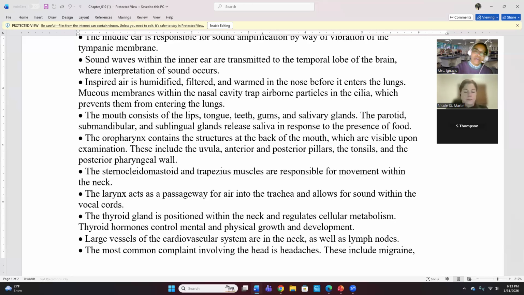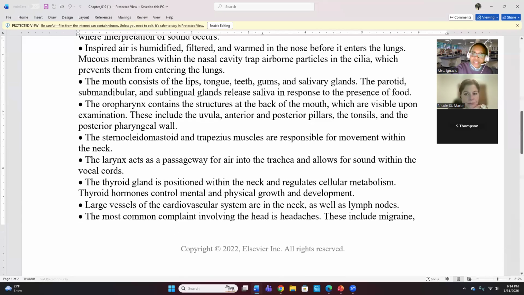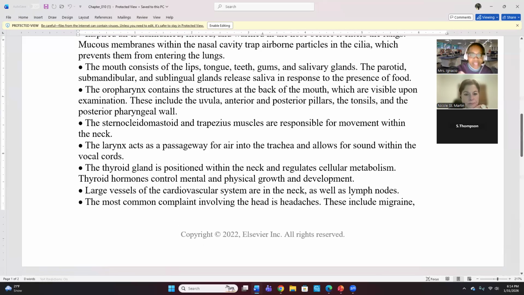So moving on to the mouth, the lips, the teeth, the gums, the salivary glands, right? Looking at that oral mucosa. Do they have circumoral cyanosis? Are their lips blue, right? So looking at their teeth, because if they have missing teeth, loose teeth, poorly fitting dentures, that's all going to affect their nutritional status, right? Those are all things that we need to assess when we are looking at the face, the head, the eyes, the mouth.